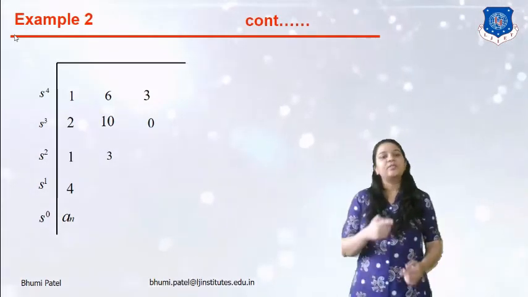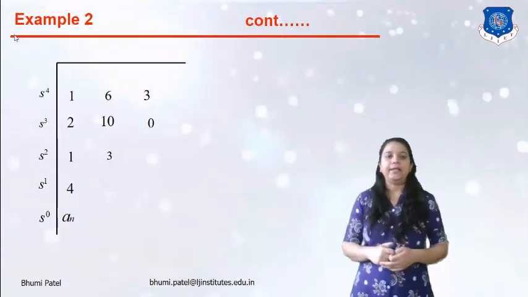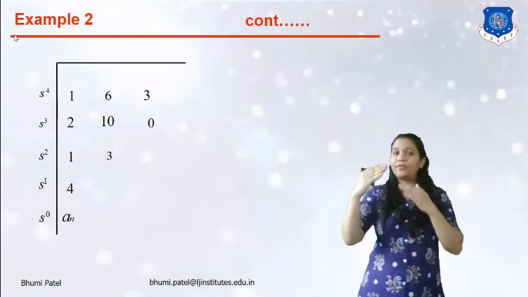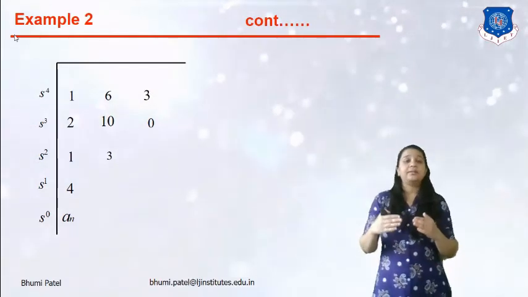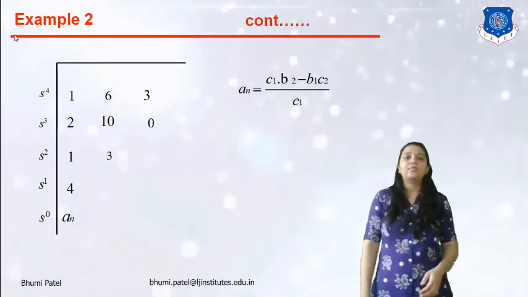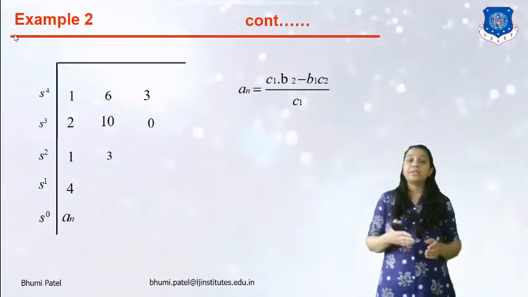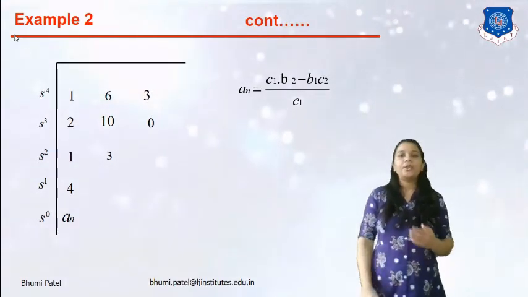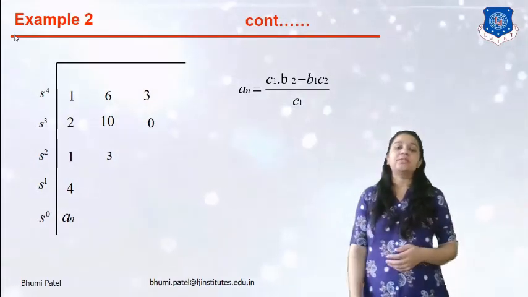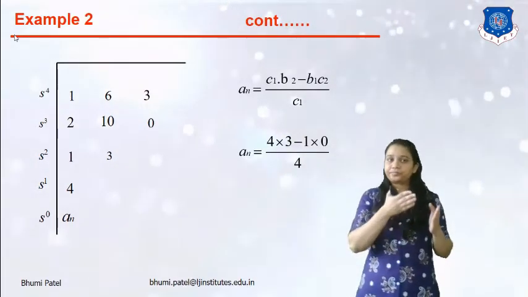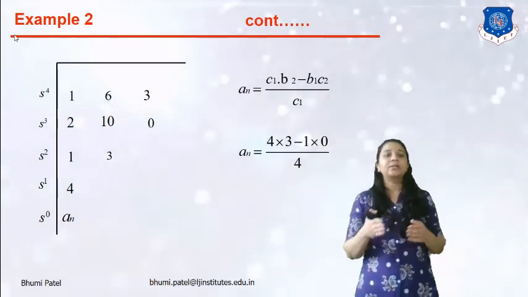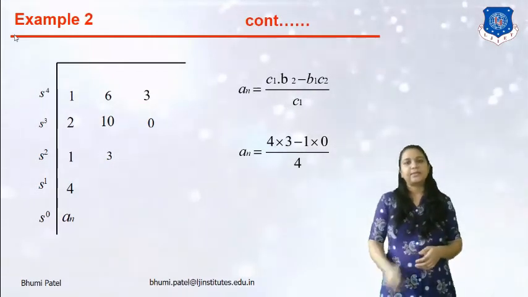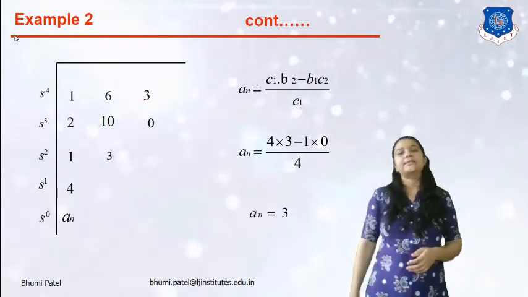Now the last is to find the value of an. For that we cannot consider the first and second rows; we consider the third and the fourth rows. So the equation is an is equal to c1 into b2 minus b1 into c2, upon c1. Putting the values of c1, c2, b1, b2, the equation becomes 4 into 3 minus 1 into 0, divided by 4. Simplifying, we get an is equal to 3.